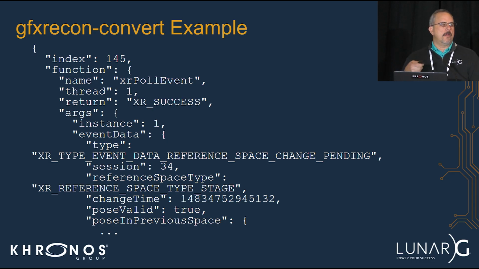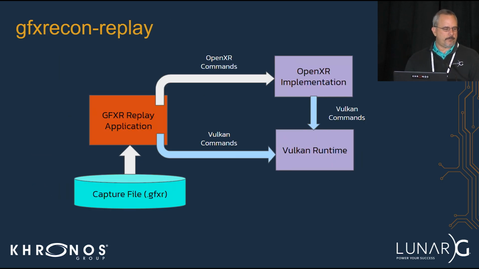The convert output is going to be more useful for most people because it does a human readable breakdown of all the API entry points encountered, including Vulkan and OpenXR, so you can see the interleaved behavior of all those commands. So in this case, you've got an XR poll event. It's for a reference space change pending event on a stage, and it succeeded. So you can tell a whole bunch of information just by running this tool really quickly. And again, you can use this for API usage analysis.